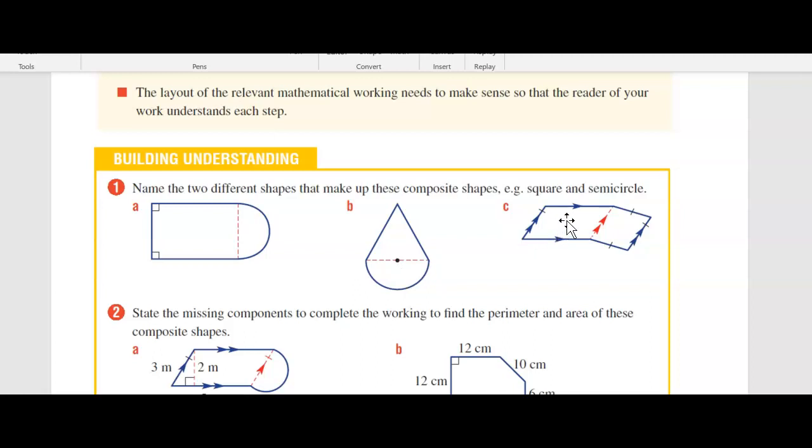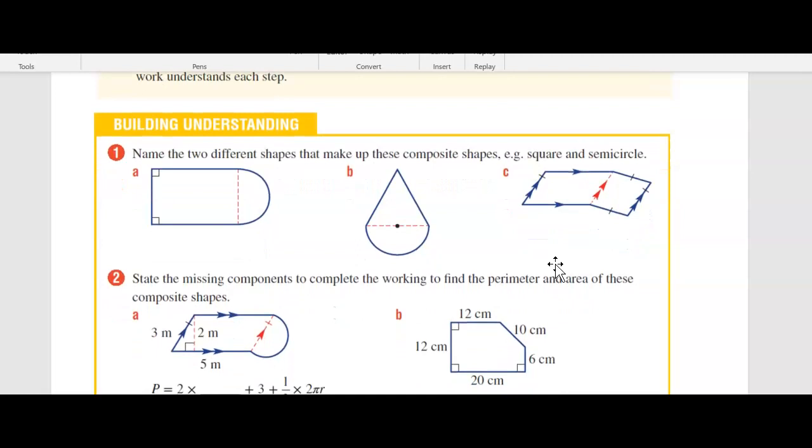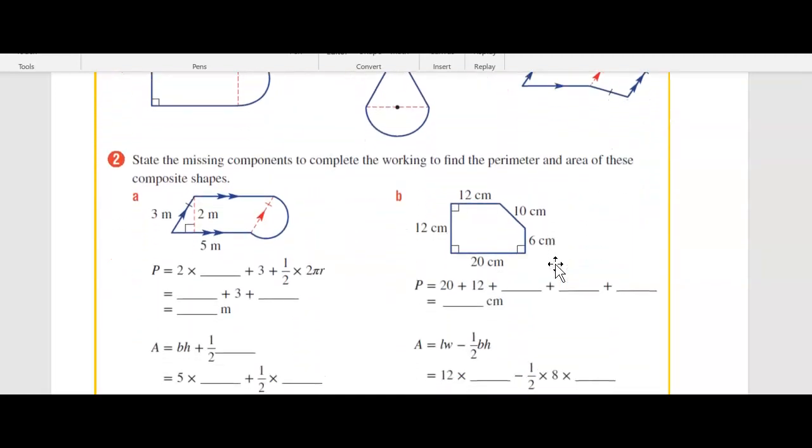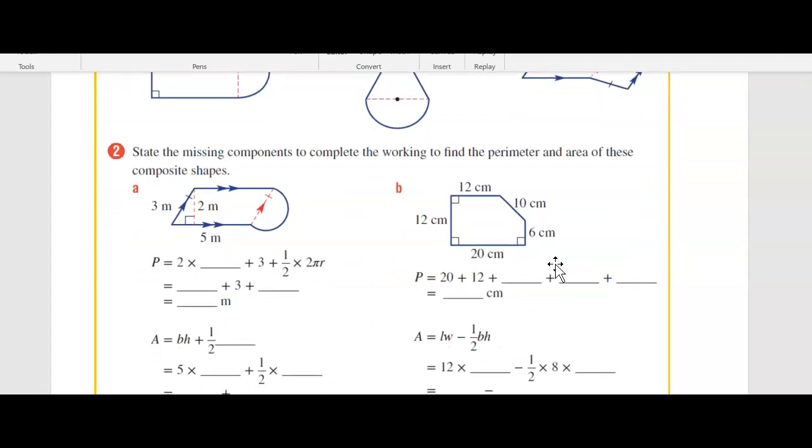And I always get my shapes mixed up. So what is this? A parallelogram and a rhombus? It's also another parallelogram, just a different parallelogram. Okay, so just filling in the missing spots there. So just making sure that you know the shapes.